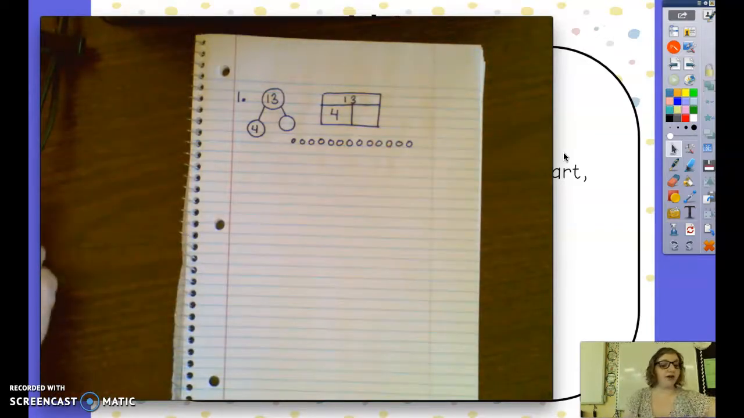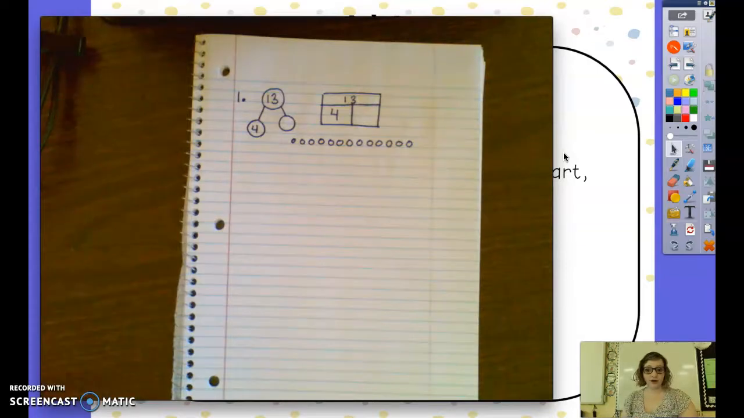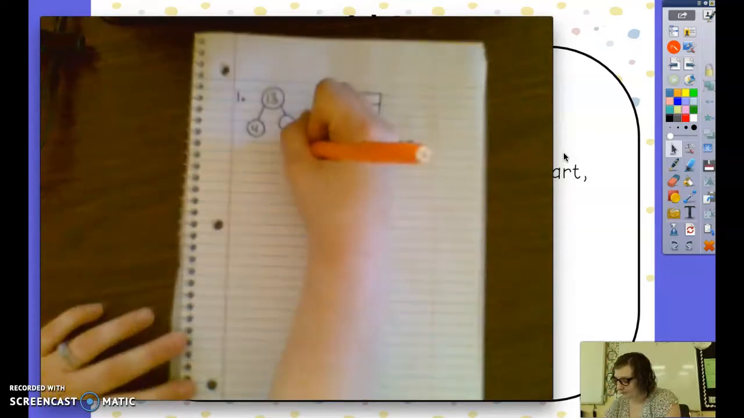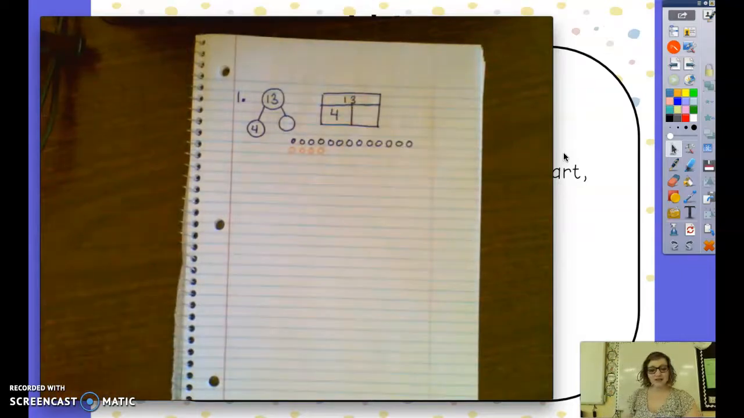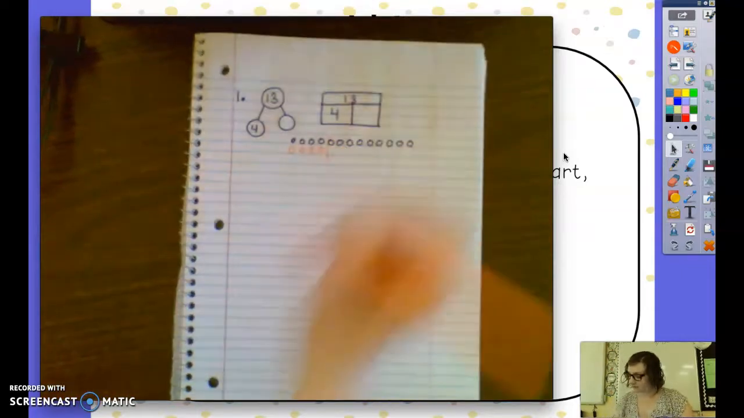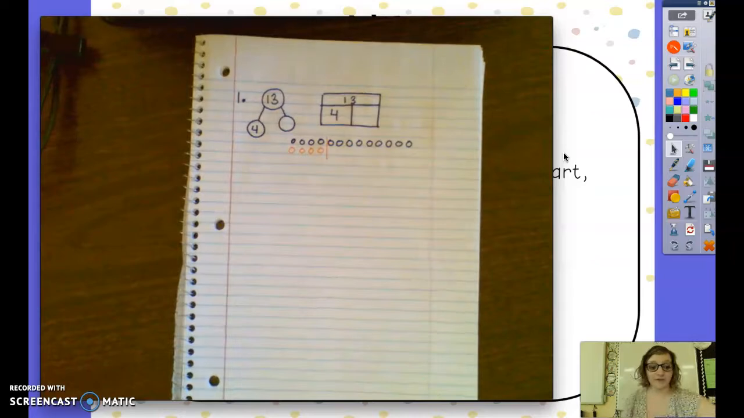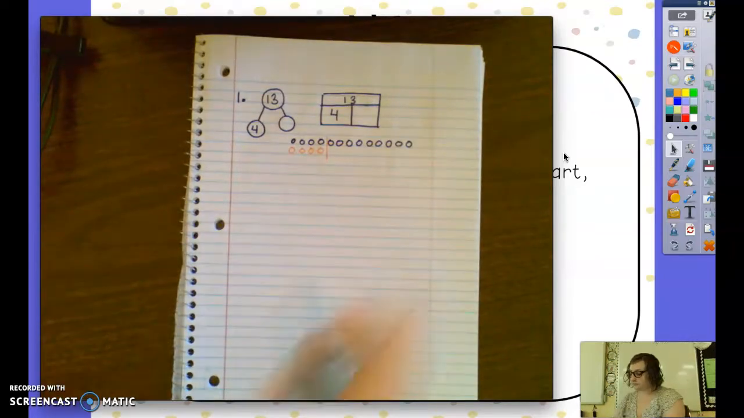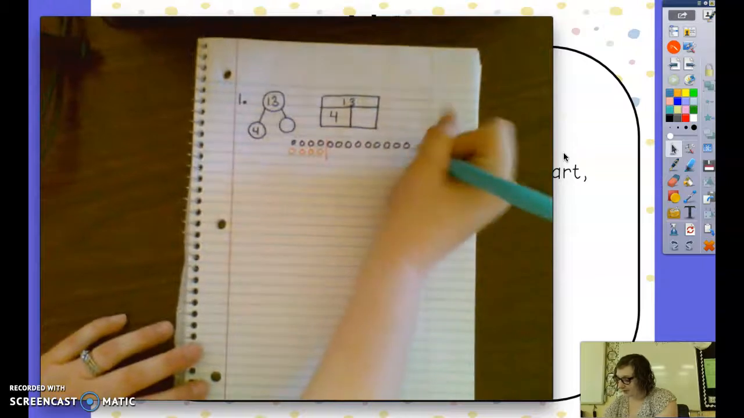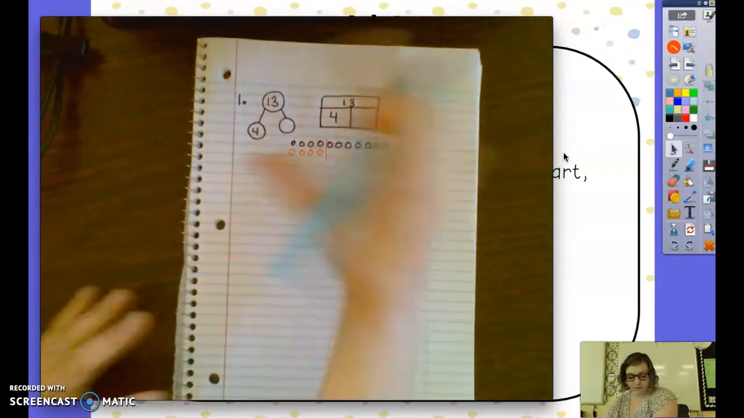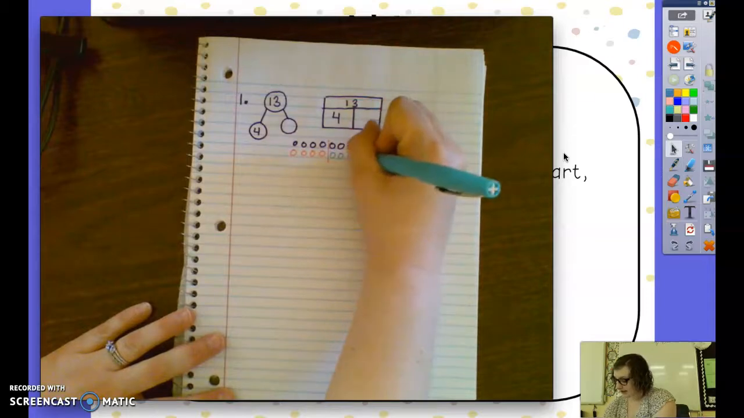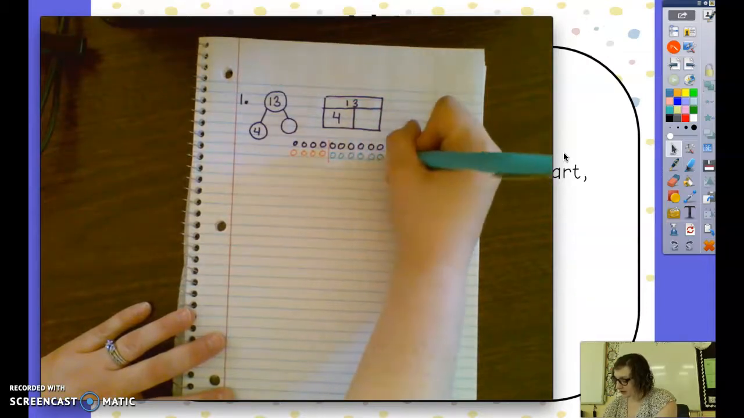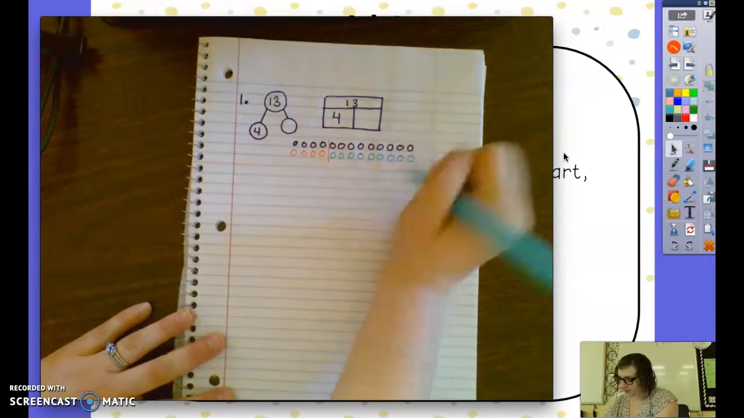I'm going to choose a different color, and I'm going to draw the part that I already have. So I already have 4. 1, 2, 3, 4. So I need to solve how many more it's going to take me to get to 13 so I can figure out my other part. So let me grab another color here. All right, and now I'm going to count on to get to 13. So I'm going to hold 4, 5, 6, 7, 8, 9, 10, 11, 12, 13.